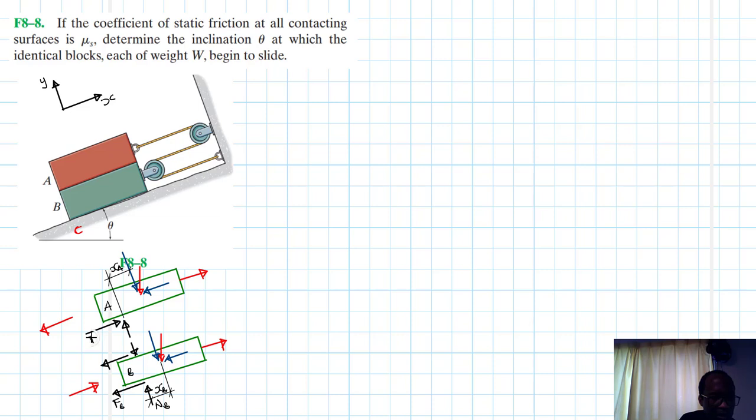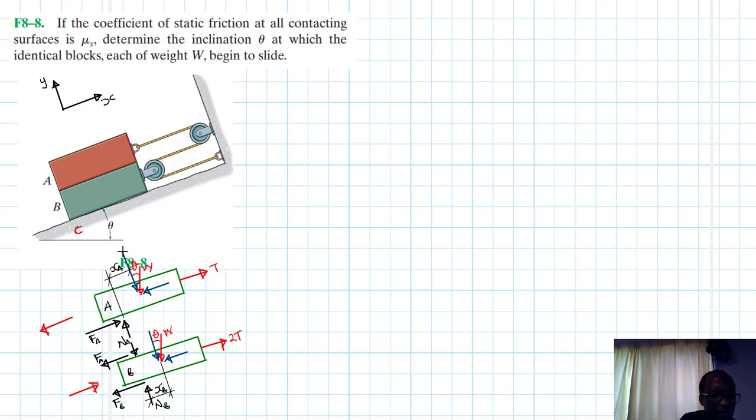Okay, this is FA, this is NA, this is FA. Alright. Of course this angle here is theta, and so is this angle here. Okay, and this is W, and this one is W there, and this is T. This one is 2T.